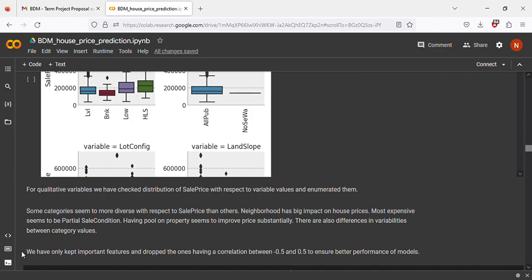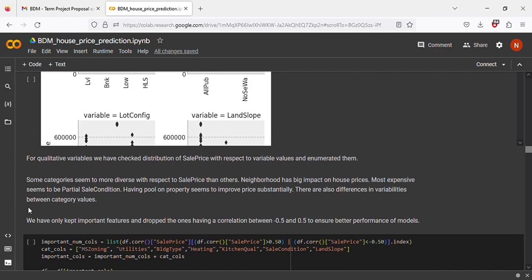Neighborhood has a big impact on house prices. Also, most expensive seems to be partial sales condition. Next implication is having pool on property seems to improve price substantially. There are also differences in variabilities between category values. So these are some of the insights that we have got from the visualization of the data, which is a part of exploratory data analysis.